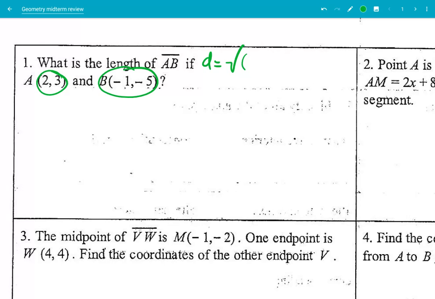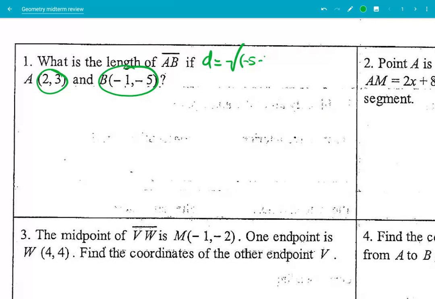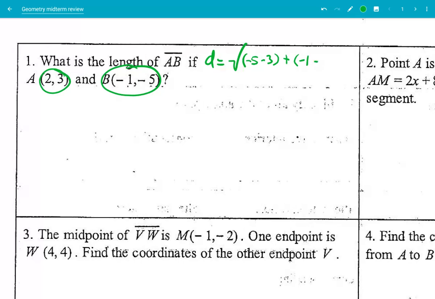This is going to be the difference of the y's. Okay, there we go. Minus 5 minus 3 plus minus 1 minus 2. And this is squared and that's squared.